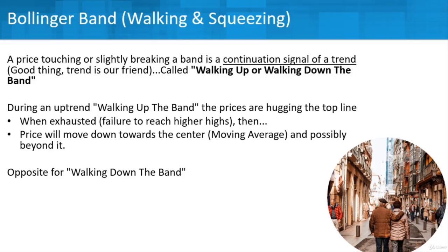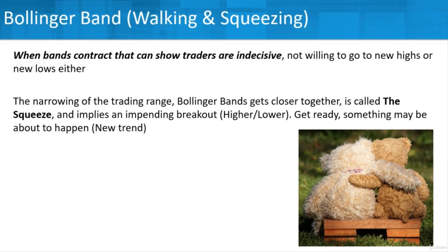Walking down the band is just the exact opposite. It's on the lower band, hugging the band, and if it comes off that band, the prices start moving up towards the middle. So walking up and down bands are great continuation signals of a trend. The trend is established, and then it's going to continue on. Now squeezing: when bands contract, the overall bands are getting closer together.